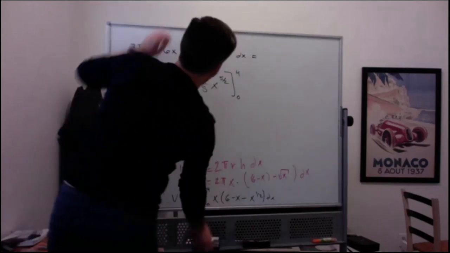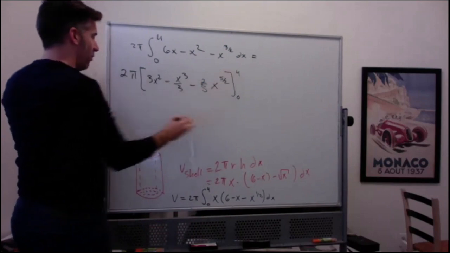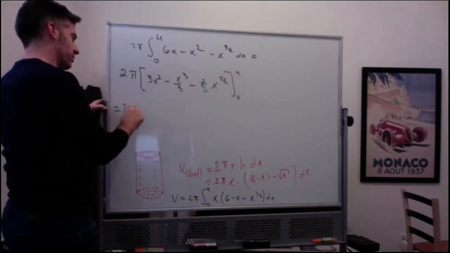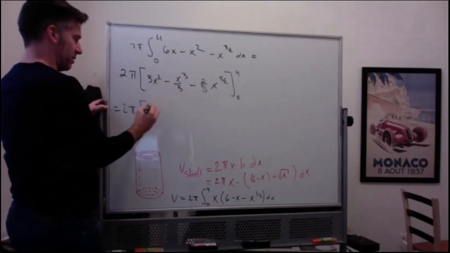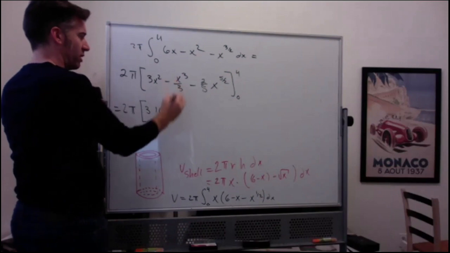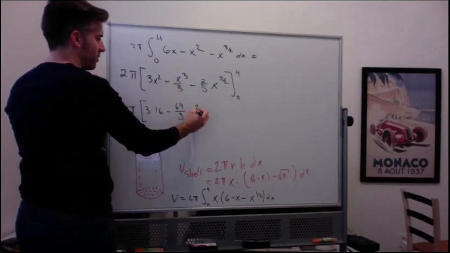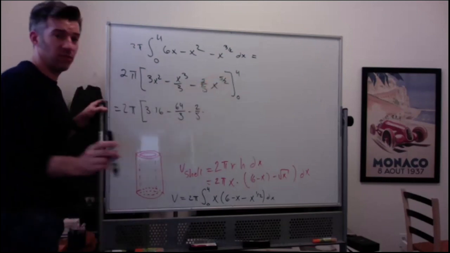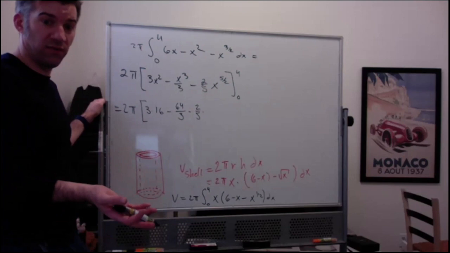So again, when I plug in the 0, everything's going to be 0. I plug in the 4, and you get some numbers. So I'm going to do something simplified. 3 times 4 squared, which is 16, minus 4 cubed, which is 64, over 3, minus 2/5 times 4 to the 5/2. 4 to the 5/2 is 4 to the 1/2, which is 2, to the 5th, which is 32.